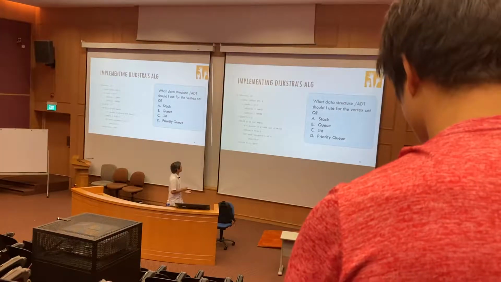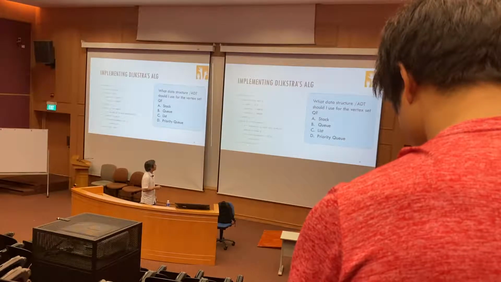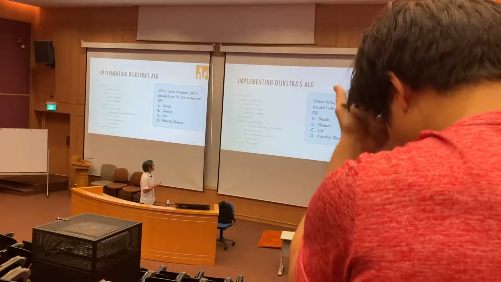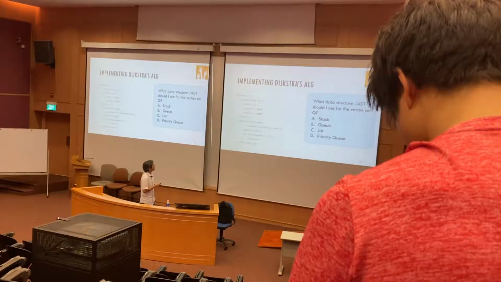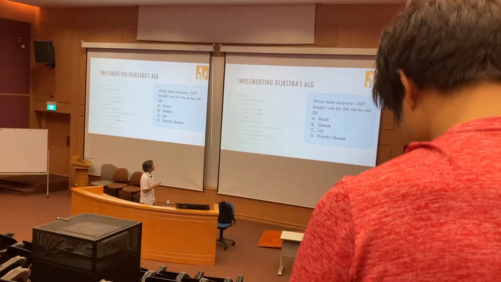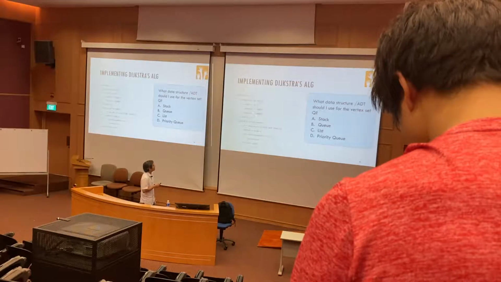So this is the source code for Dijkstra. What I do is I create a vertex set. For each of my vertices in the graph, I set its distance estimate to infinity, and I set its previous node to undefined.